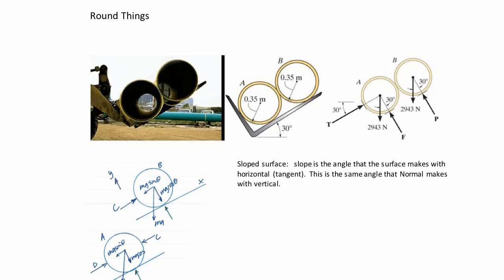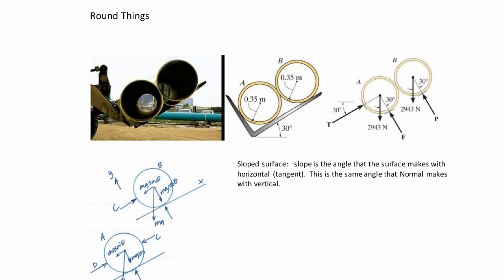We're only going to consider uniformly distributed weight round things, and what that means is the center of gravity of a round thing is in the center. That may be obvious, but that's the way we're going to consider all round things for now. The weight acts downward from the center of gravity.